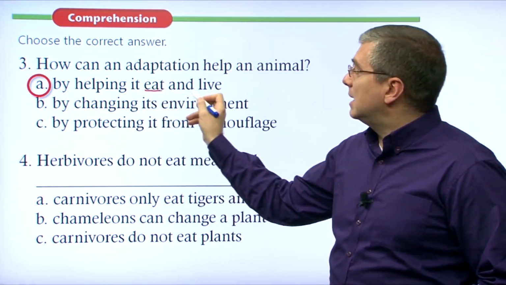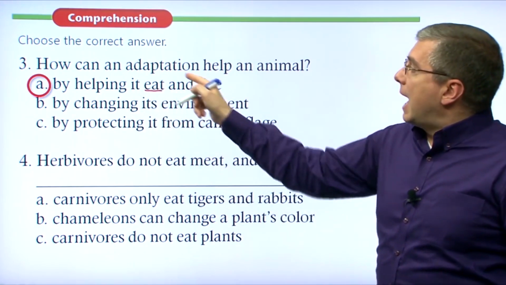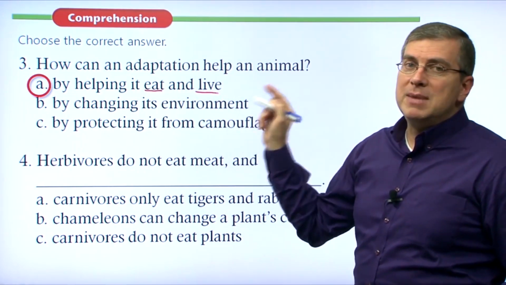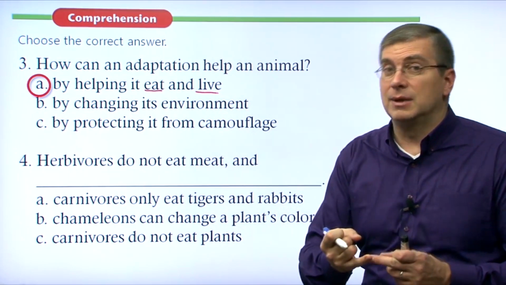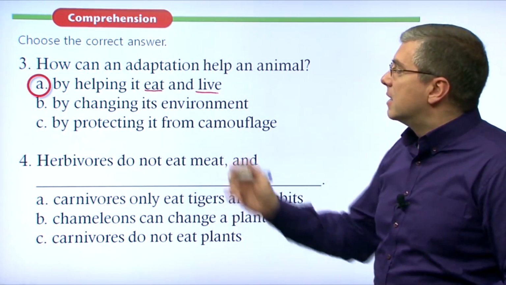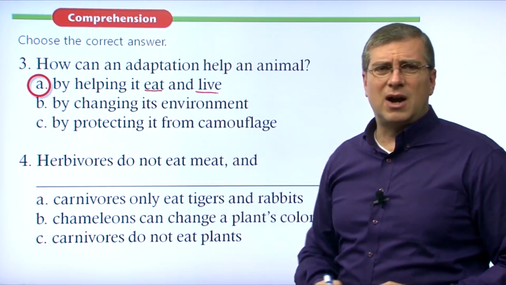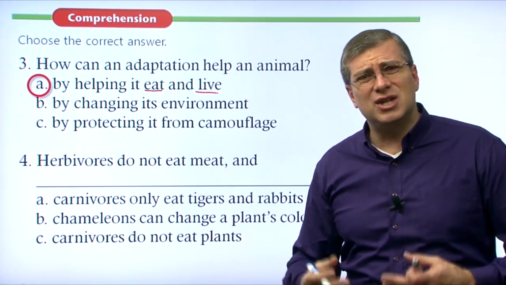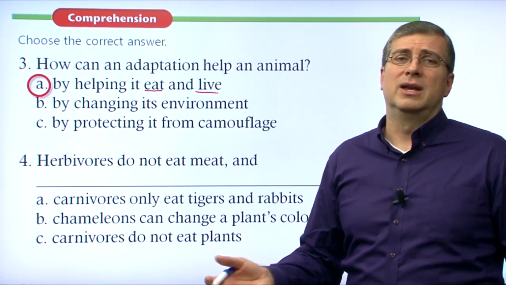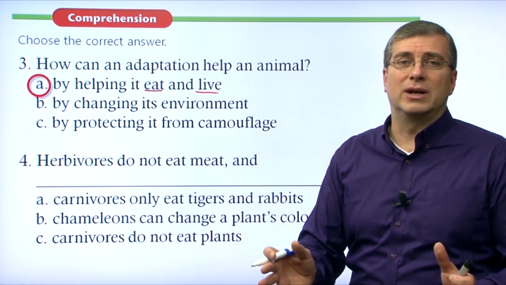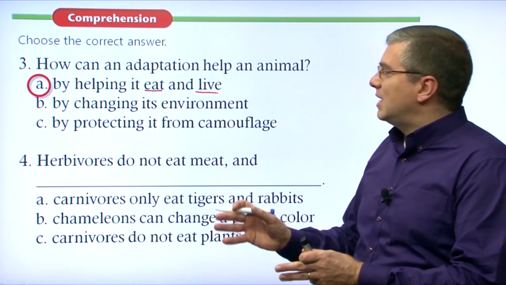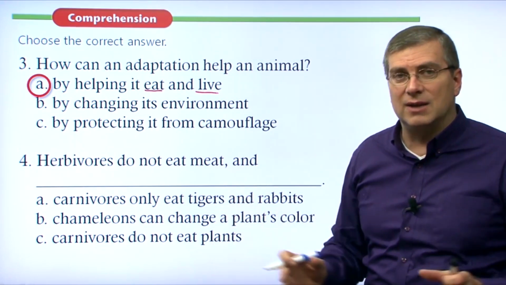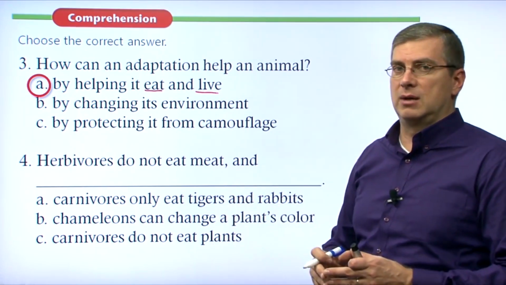So to meet its needs, right? Adaptations help animals meet their needs. What does an animal need? It needs to eat and it needs to live, right? The other choice is changing its environment. Can an animal change its environment? No, the environment is not a choice, right? The animal has to live in the environment, and an adaptation doesn't help the animal change that environment. It has to live in that environment.